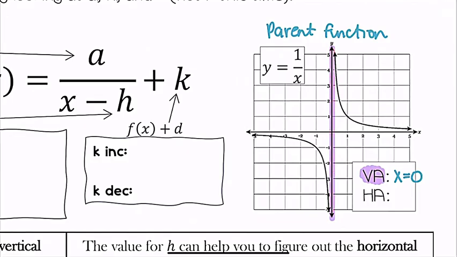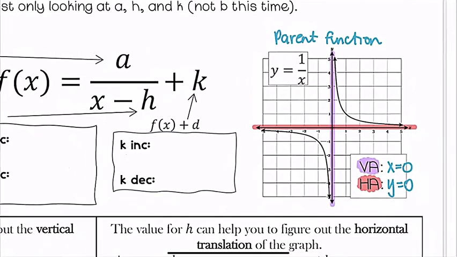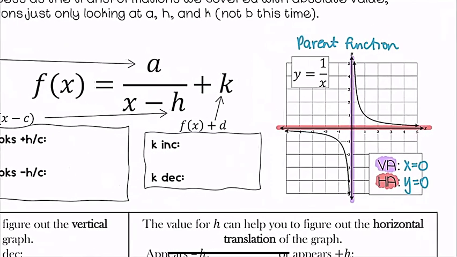For our horizontal asymptote, I'll use a different color for that one. That is right here. There we go. And our horizontal asymptote is going to be y equals, and this one is also, you can see it crosses right here at 0. Perfect. And then up here, we're just going to mark which h or k gives us which.